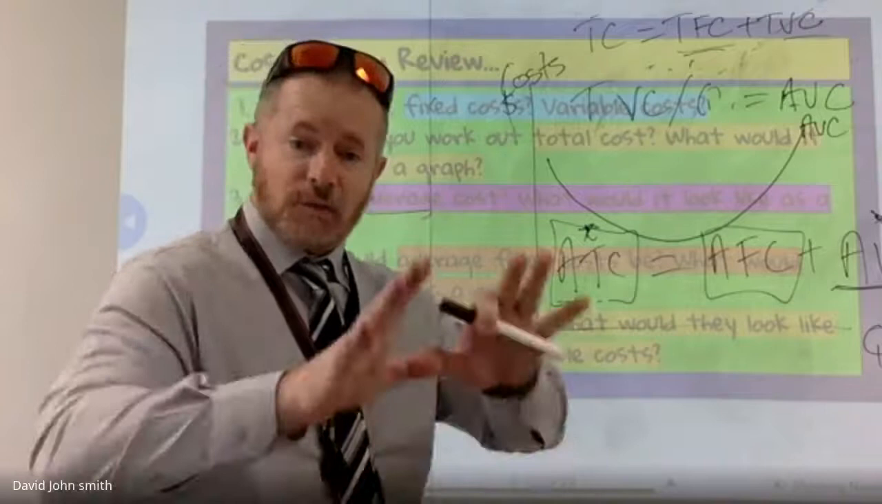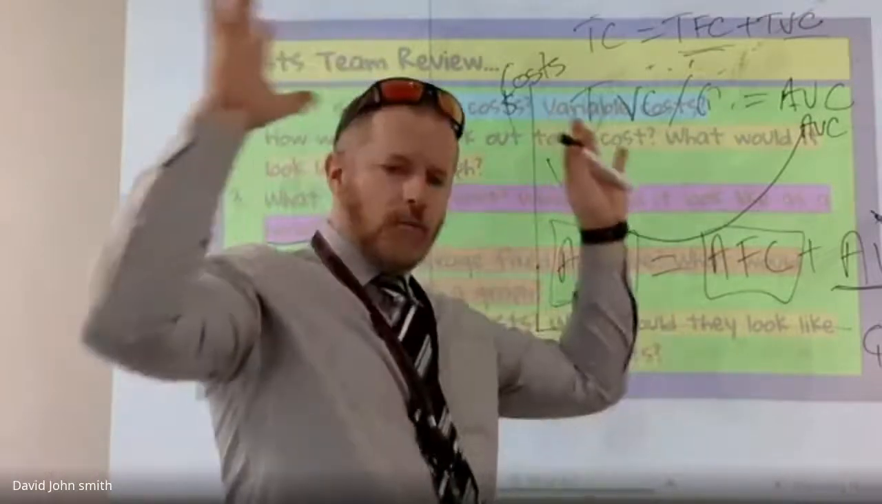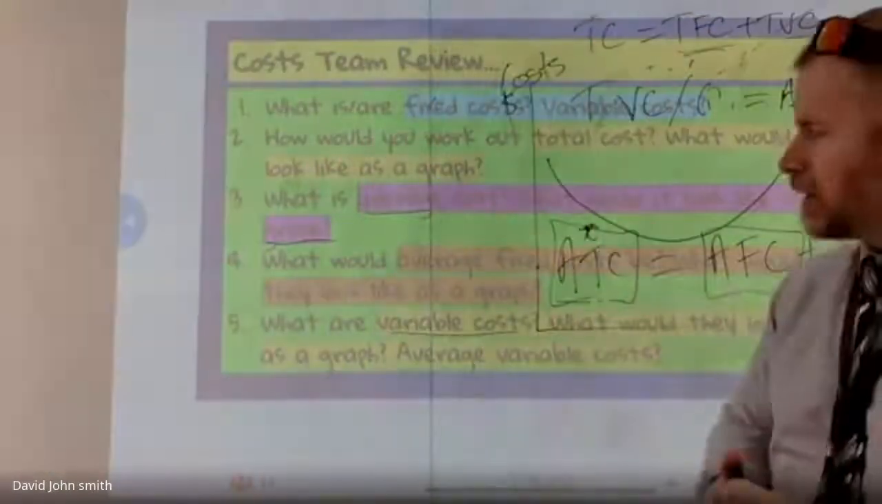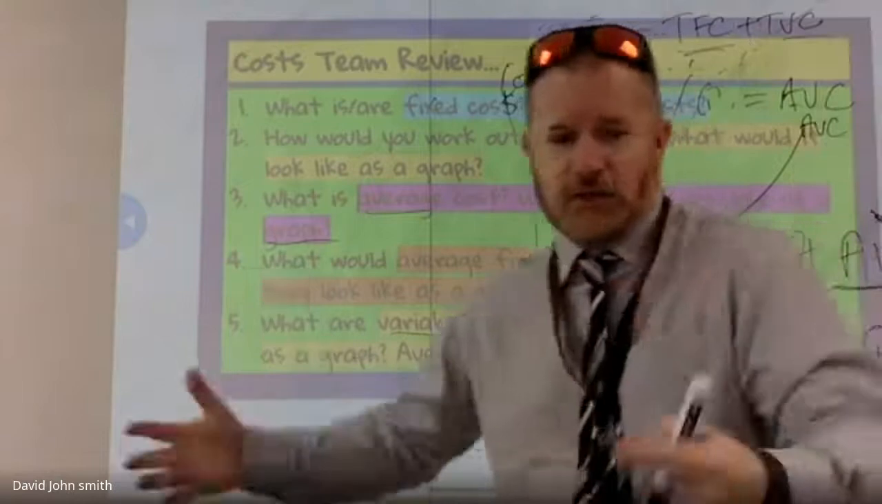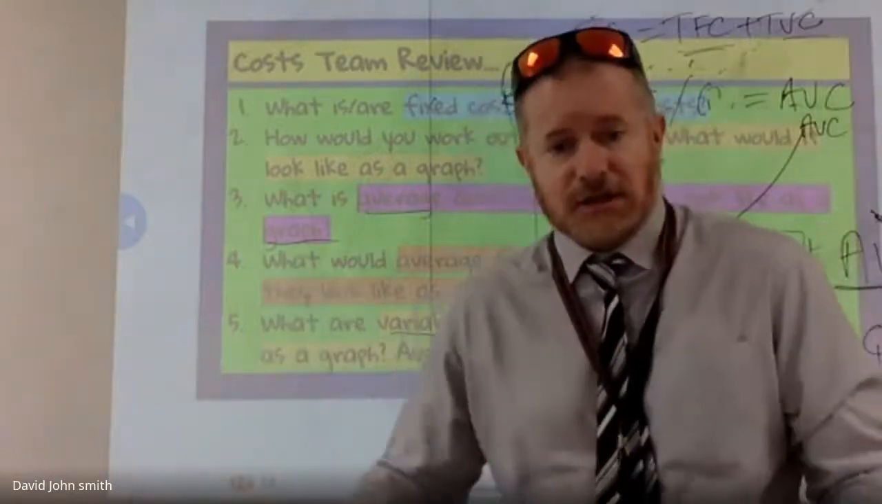Getting really close to zero, but never quite hitting it. Wow, mind's blown. What maths are we doing? Goodness me, exciting. So that's average variable cost. It looks like the U-shaped curves, because it is. It's a U-shaped curve. It's another one.